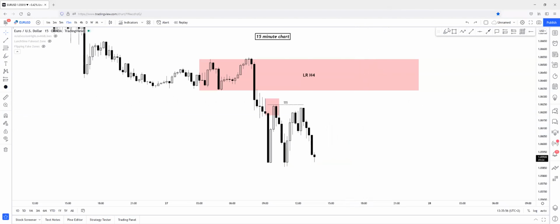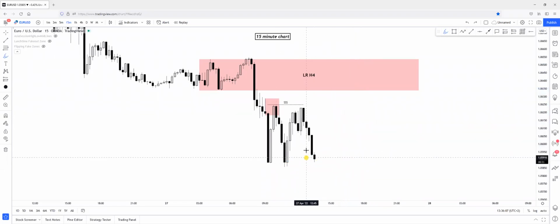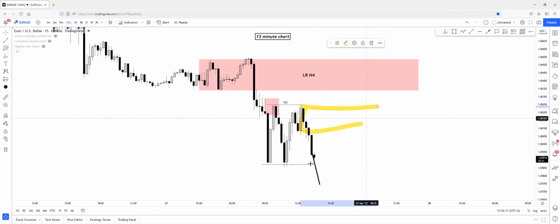So what happens if price creates a change of character, strong change of character right here? This is the first scenario. The second scenario is if price breaks below this low point, creates a break of structure here to the downside. What will happen after this? There will be a break of structure, right? What will happen after this? The supply zone will be up here.